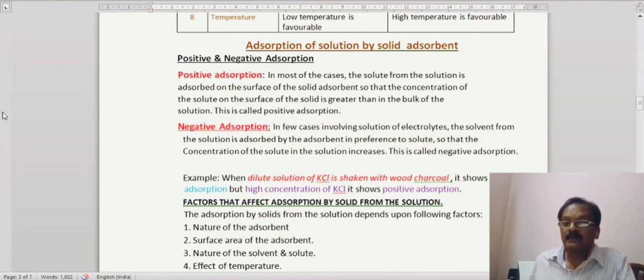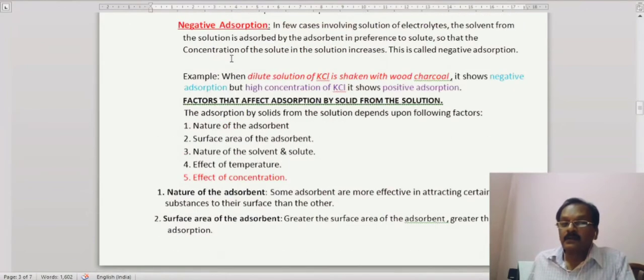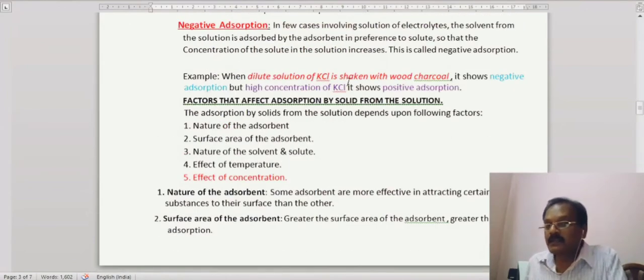So let us take an example. When a dilute solution of KCl is taken with wood charcoal, it shows negative adsorption. Dilute means here we have less amount of KCl, more amount of water. In this case, the solvent gets adsorbed by the charcoal. Therefore, the solute remains in the solution, and therefore the concentration increases.